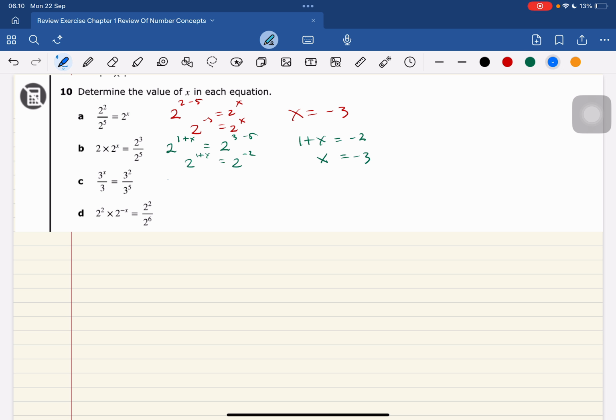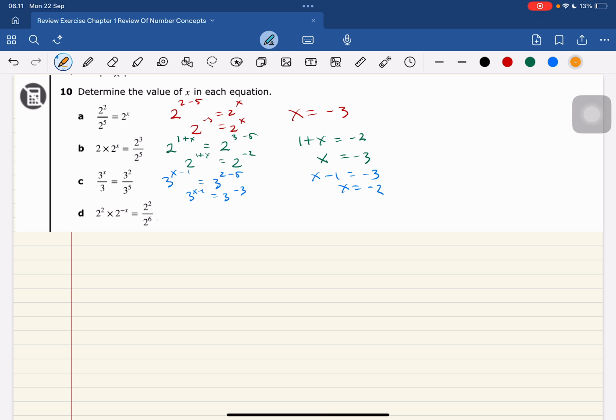Next, we got 3^(x minus 1) equal to 3^2 minus 5. So this is going to be 3^(x minus 1) equal to 3^(minus 3). So this will give us the answer of x minus 1 equal to minus 3, which is x equal to minus 2.